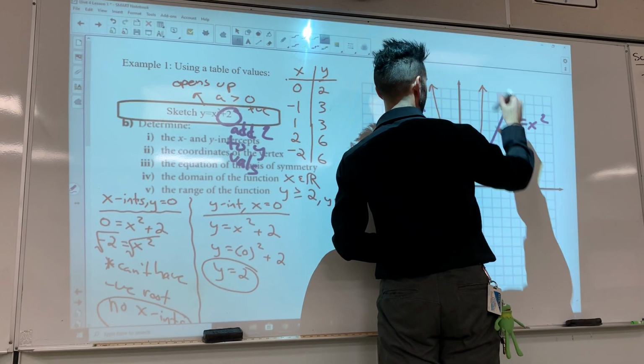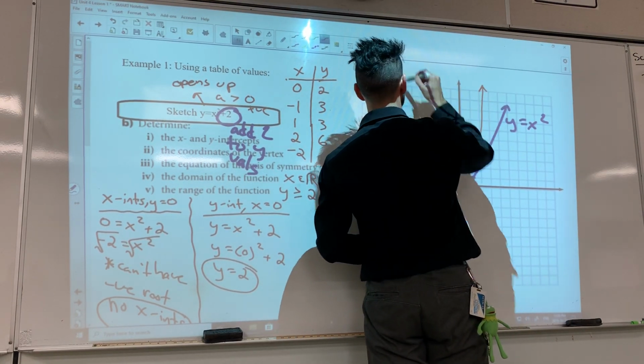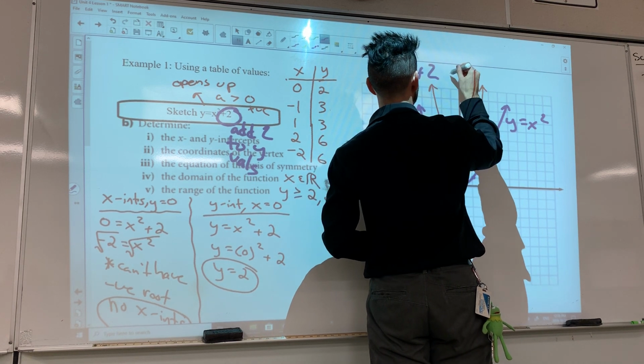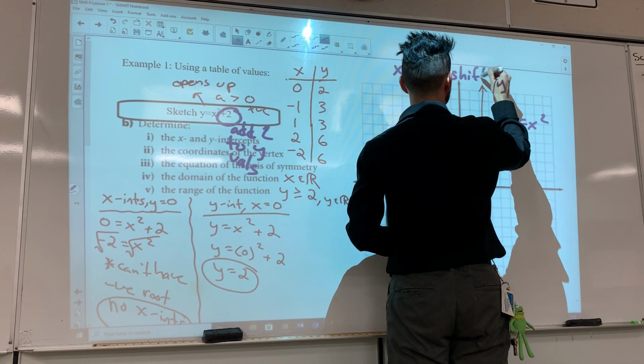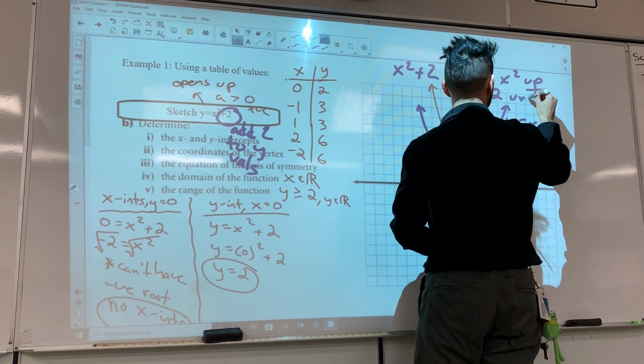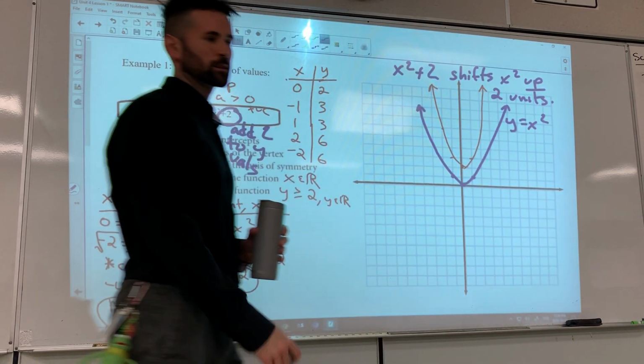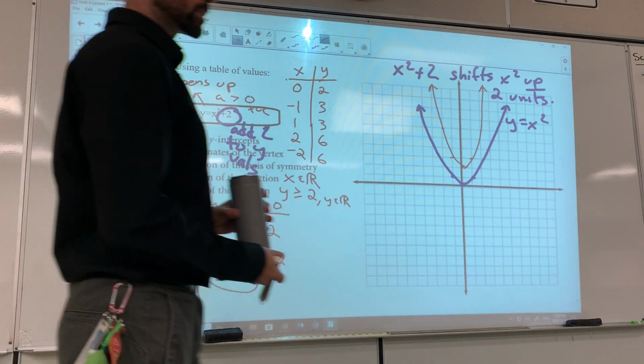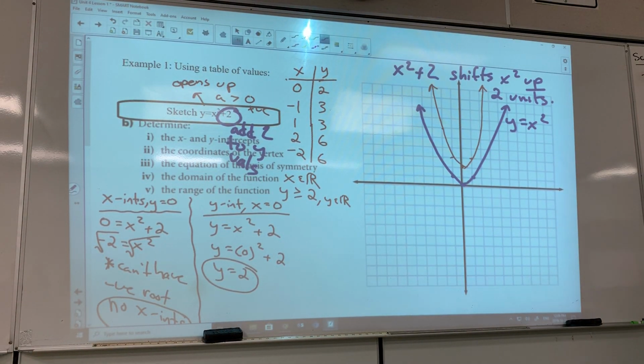So, I don't know how to write this. x squared plus 2 shifts x squared up 2 units. There. I feel like maybe I should grab a question or two from the exercise.